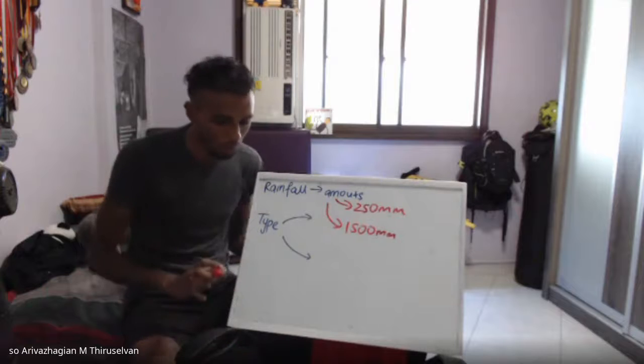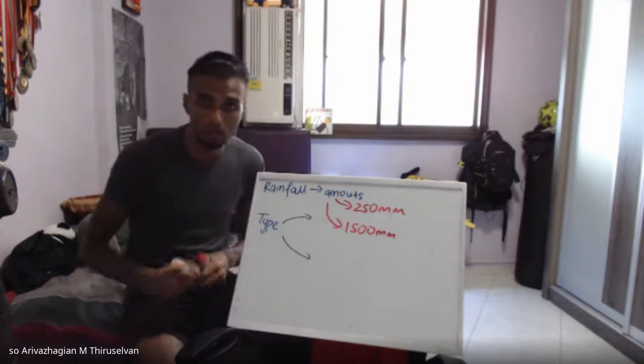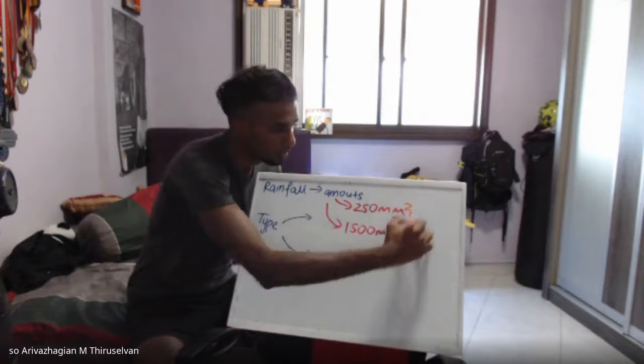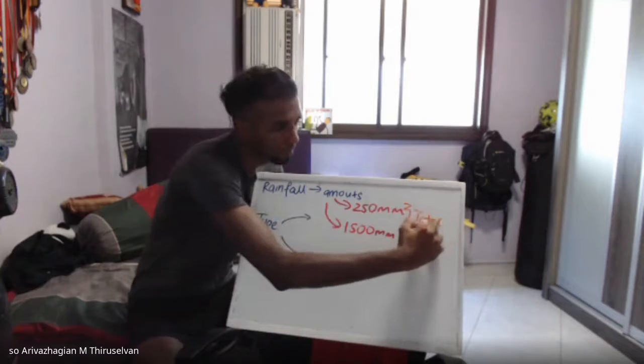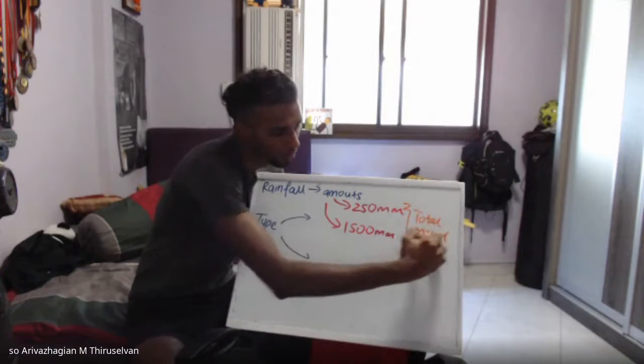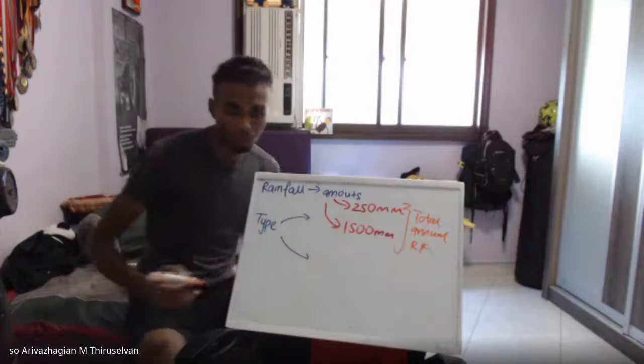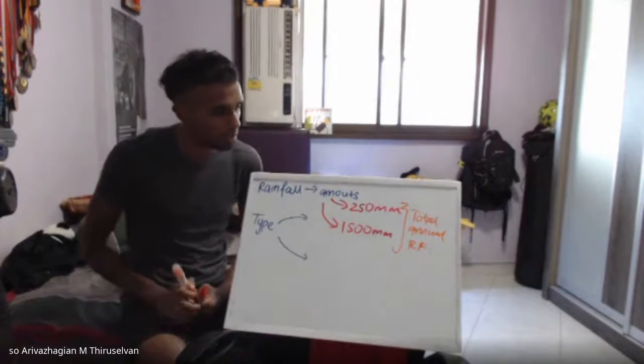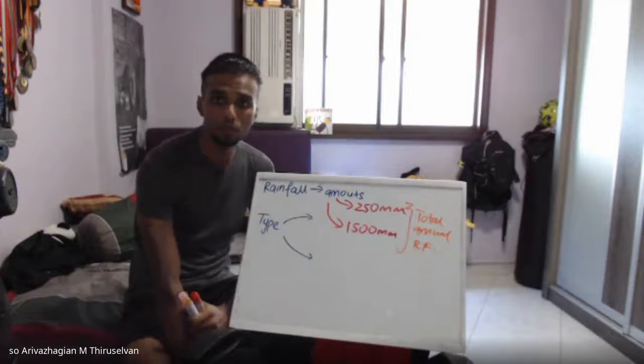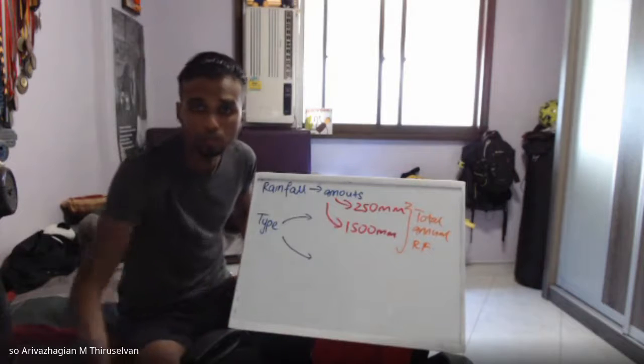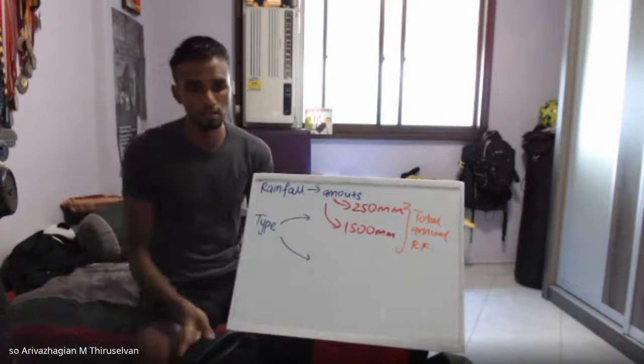However, when it comes to rainfall, what we usually look at is total annual rainfall, RF for short. So we look at total annual rainfall. We don't usually look at monthly rainfall rates or etc.